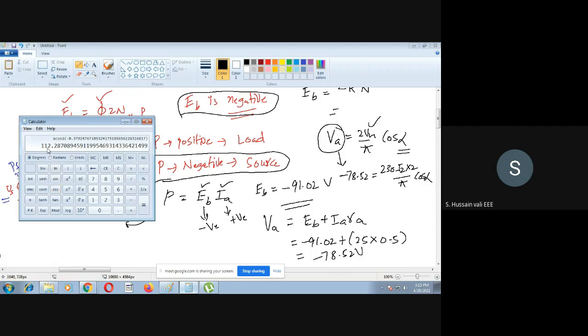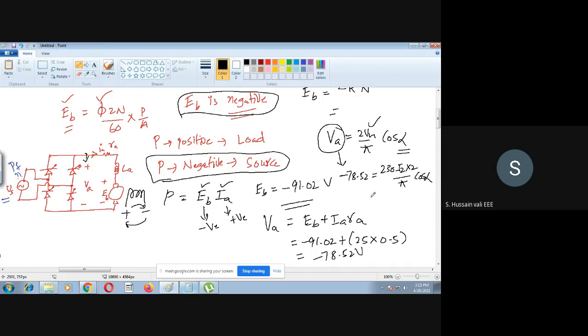That is 112.28. So the alpha value, the firing angle value is 112.29 or 28 only. So this is the answer. This is the answer. So we got the firing angle.